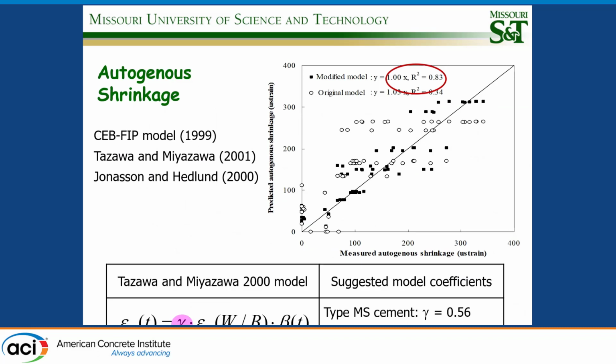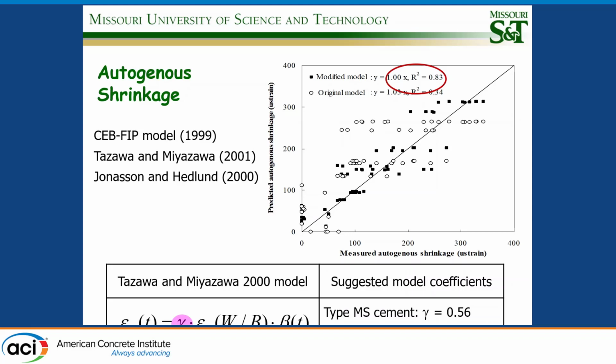There are not many models in the literature for prediction of autogenous shrinkage. So we found 3 models, and by the way, as a disclaimer, this work was published in 2009. So anything I'm presenting here is the knowledge up to that time. There are probably other models since then. But the very famous model for autogenous shrinkage is by Tazawa and his group at Hiroshima University in Japan.